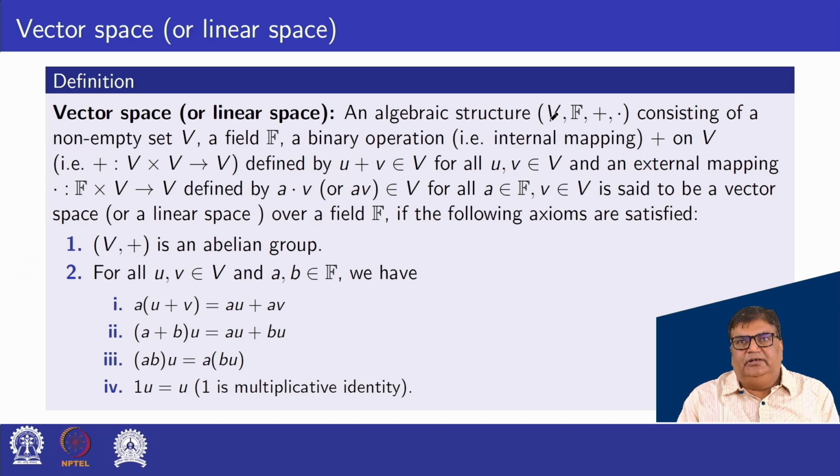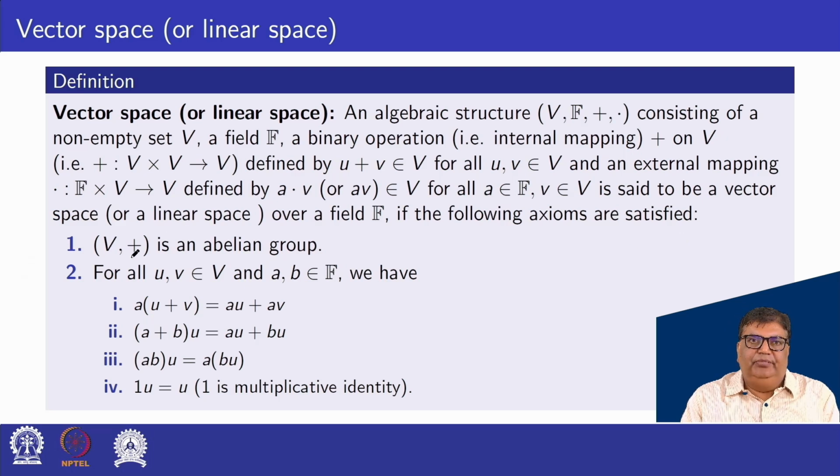An algebraic structure (V, F, +, ·) consisting of a non-empty set V, a field F, and a binary operation plus on V, that is, + such that V × V → V, defined by: if u and v are elements of V, then u + v belongs to V, and an external mapping multiplication dot such that F × V → V defined by a·v belonging to V for all a scalar and v belonging to V, that is vector, is said to be a vector space or linear space over the field F if the following axioms are satisfied.